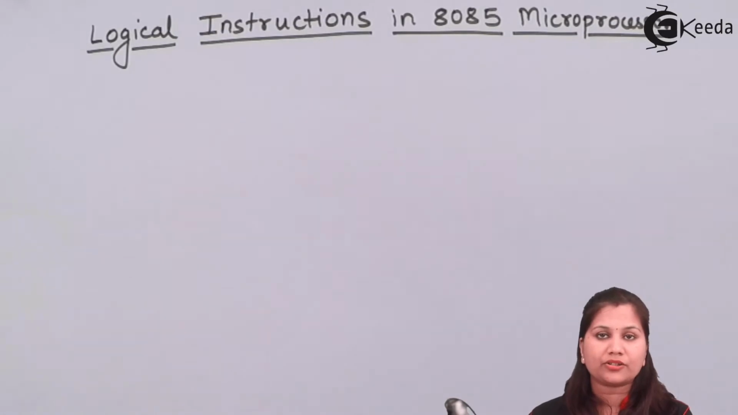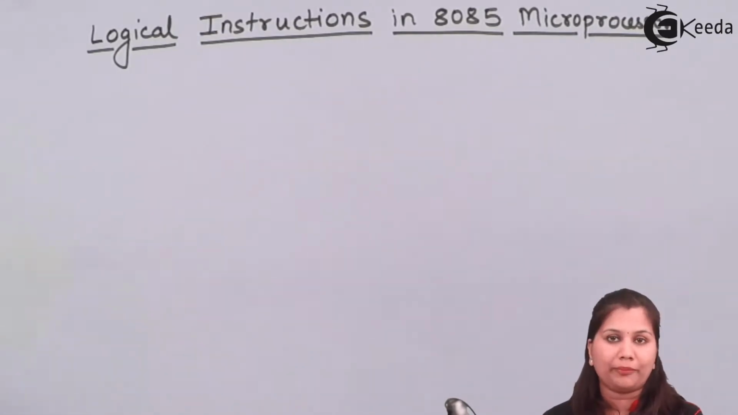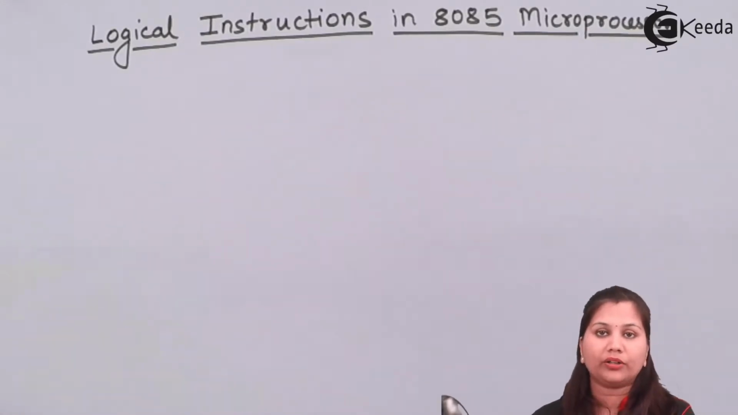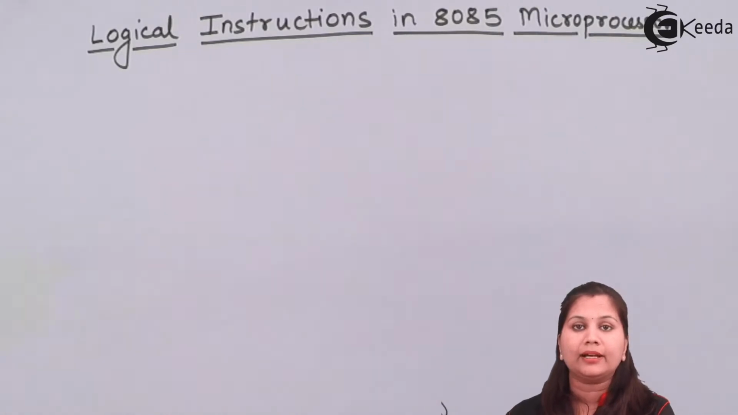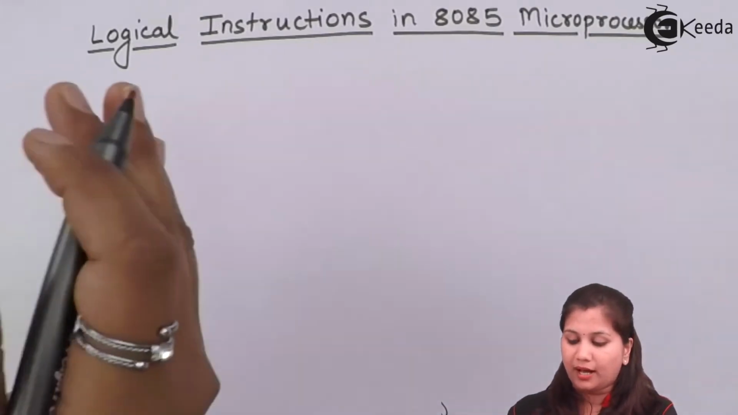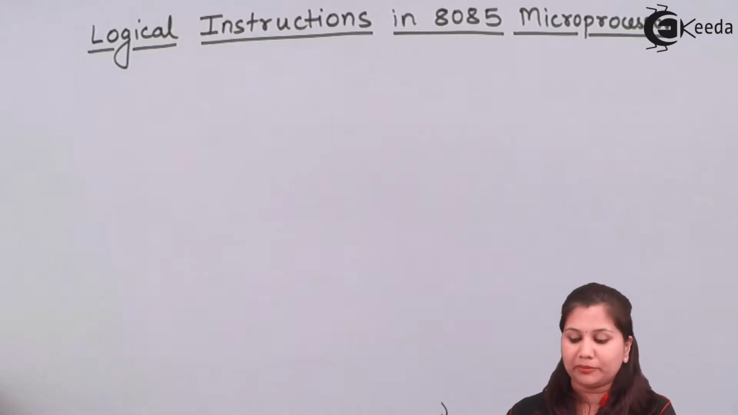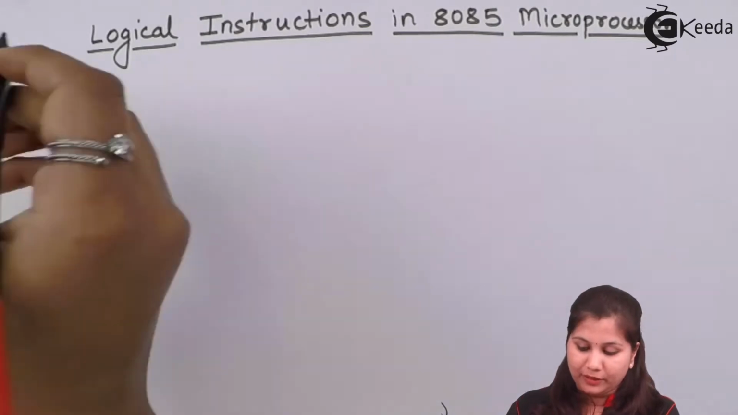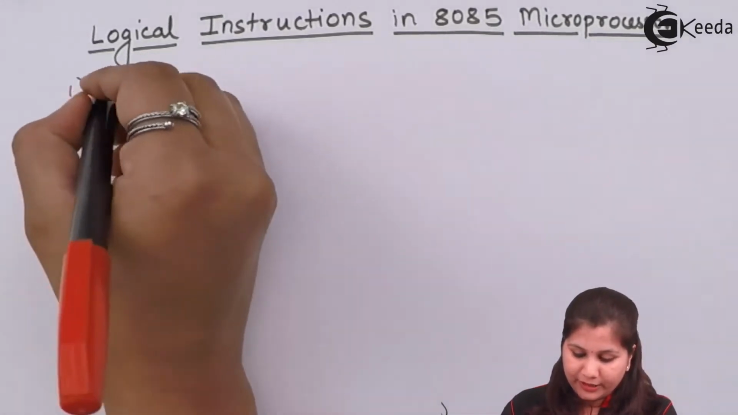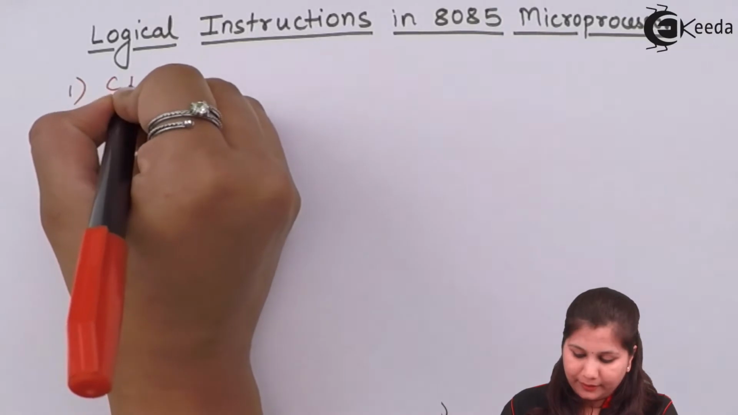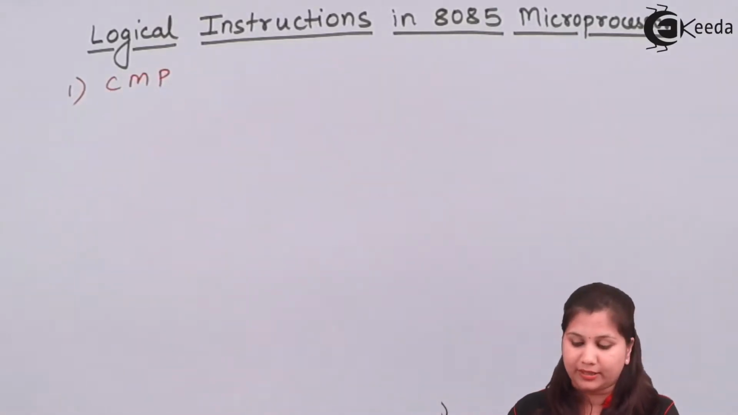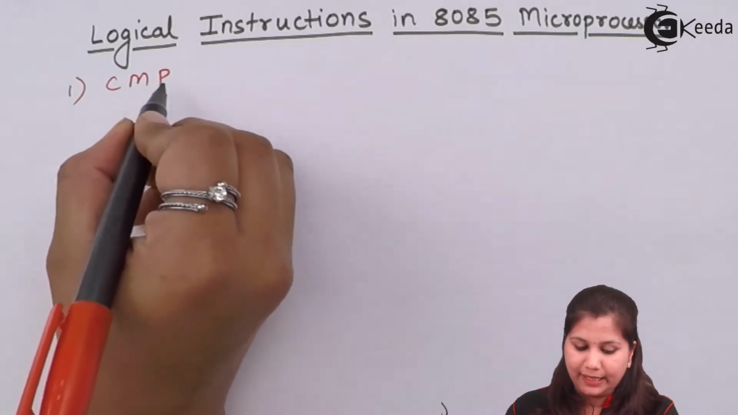The logical instructions perform the logical operations like logical AND, logical OR, logical exclusive OR, NOT, compare, complement, rotate. All these operations are performed by these instructions. So let us study one by one all the instructions which are available in the 8085 microprocessor. First instruction is the compare instruction and its mnemonic is CMP.